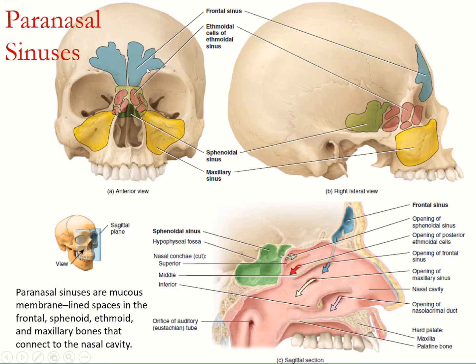Blue one for frontal, yellow for the maxillary sinuses, red for the ethmoidal, and green for the sphenoidal sinuses. In normal states, the sinuses are air-filled. So air-filled because they make the head feel light. Okay?